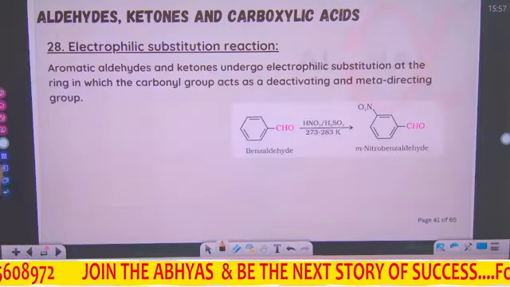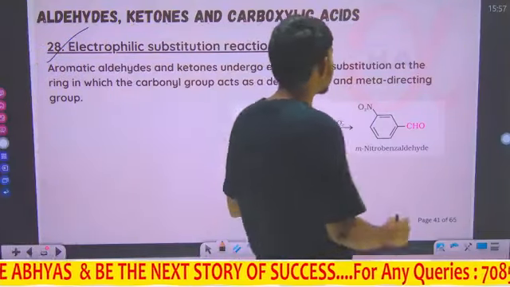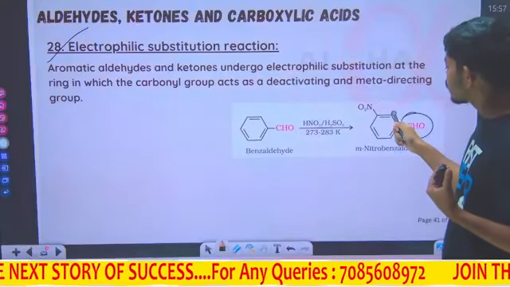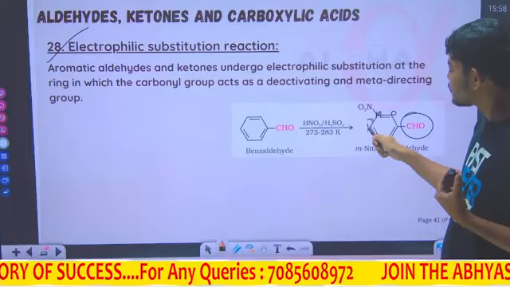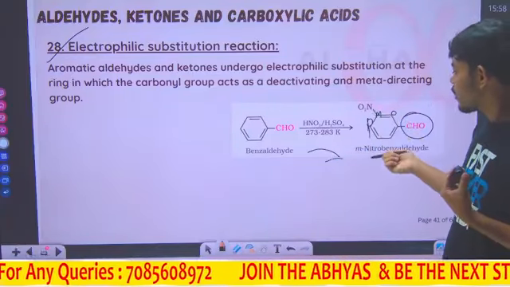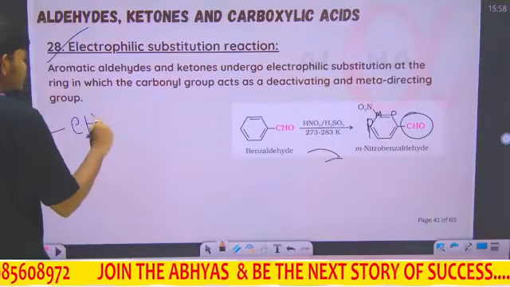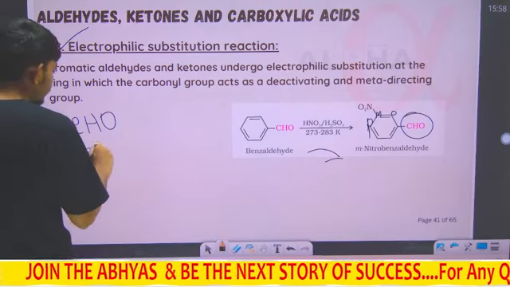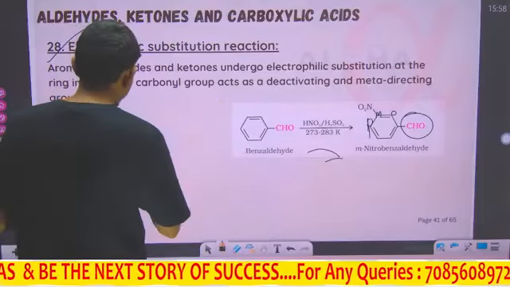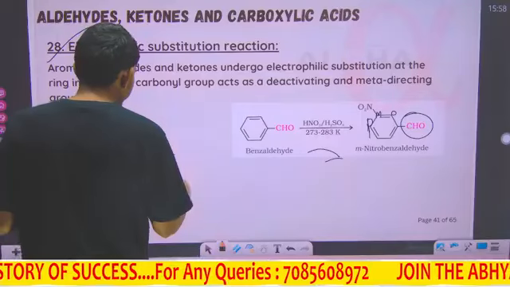Moving on, we have electrophilic substitution reactions. According to this, this is ortho, this is meta, this is para. While doing nitration, we have seen the NO2 group is introduced where? At the meta position. From that we know, write it in your copy, the CHO group is meta directing. It will direct the group to the meta position.